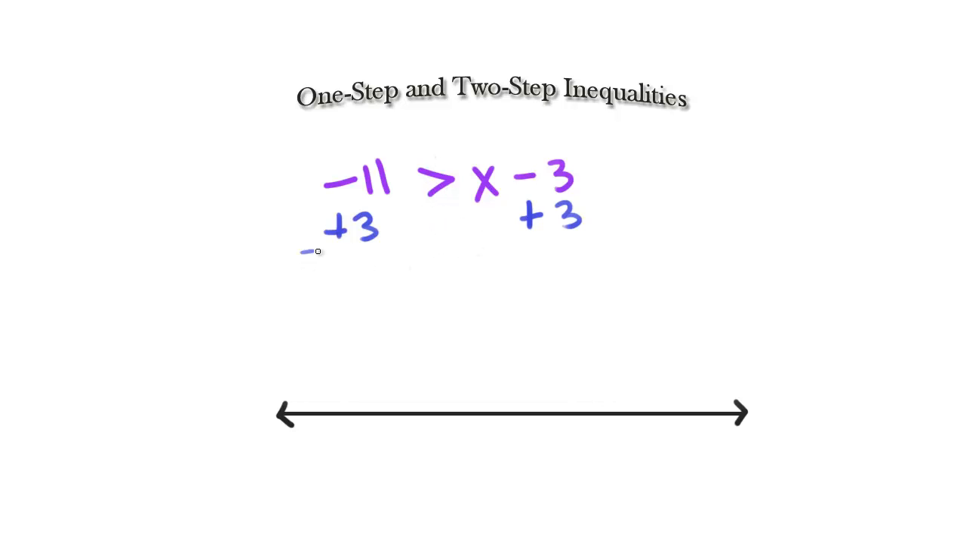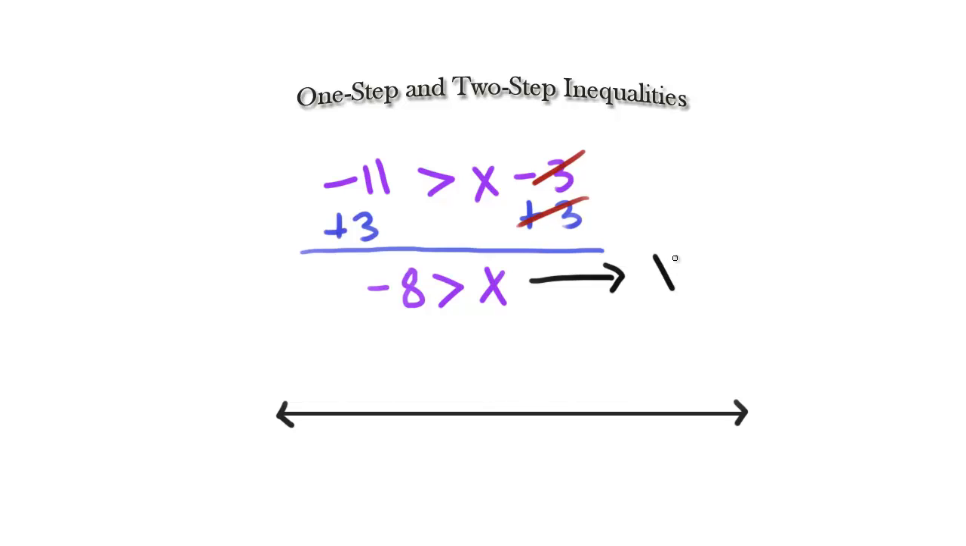So when we do that, we'll be left with just the x on the right hand side, and negative 11 plus the 3 will give us negative 8, right? And this negative 3 and positive 3, they cancel. Now we're left with this, but it's easier to rewrite it. I can rewrite it as x less than negative 8. This is what I want to graph, the x less than negative 8.